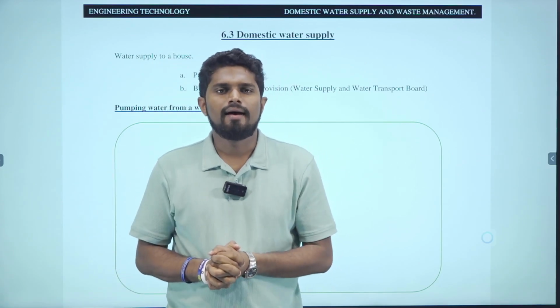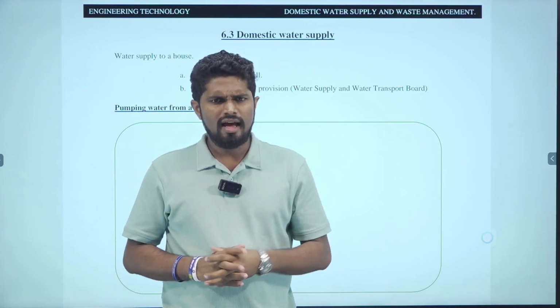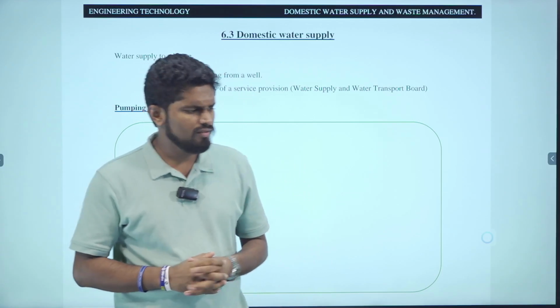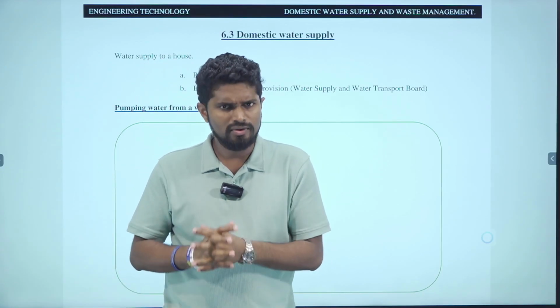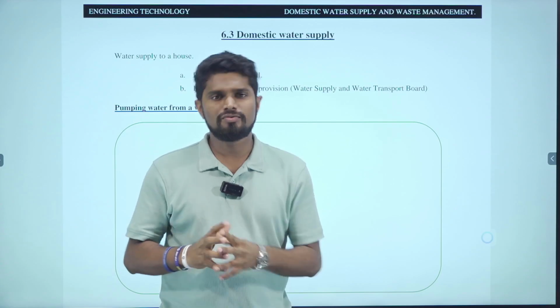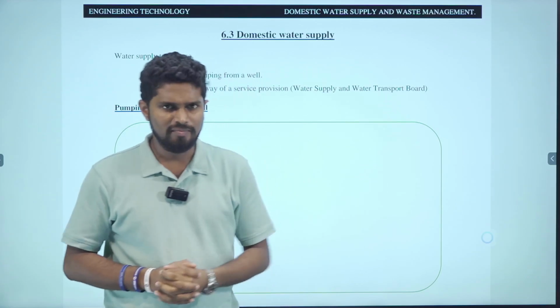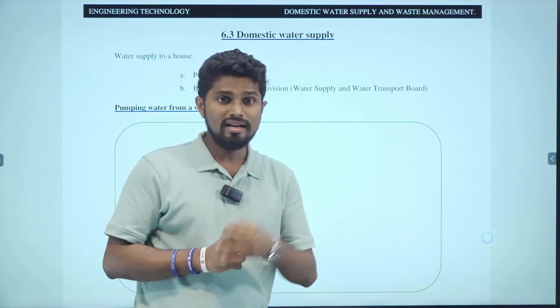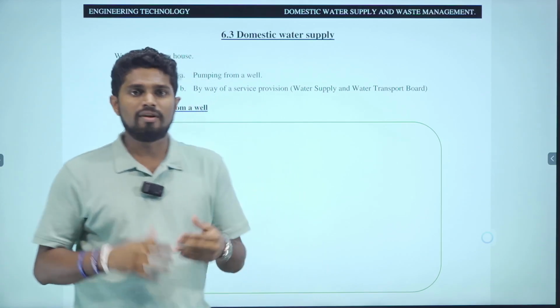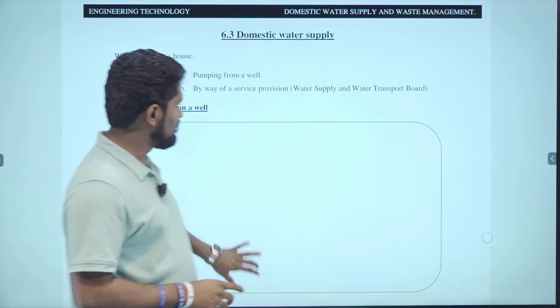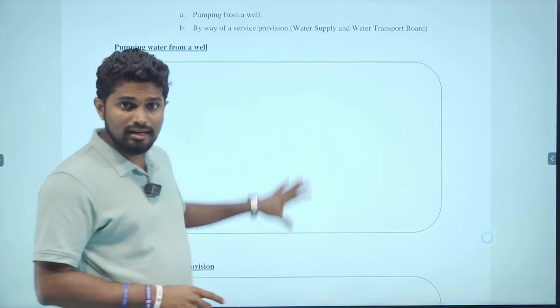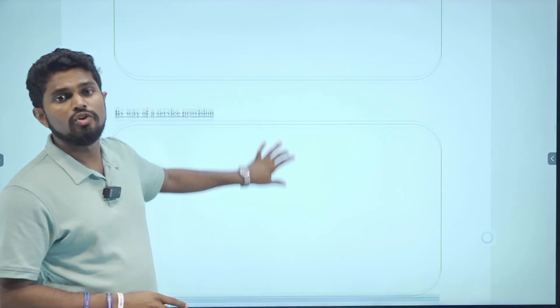some rural areas, in those areas we can't create a well, no? Then we can collect the water from the domestic supply line. We call that service provision. Clear? Then we can collect the water using those methods.